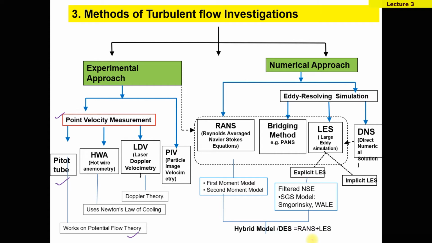Here, methods of turbulent flow investigation. There are some experimental techniques or numerical approaches. There are some point velocity measurements like Pitot tube, which is used to find out average flow. Then there is hot wire anemometry, which is most popular to find out the fluctuating velocity. There is also Doppler velocimetry and particle image velocimetry.